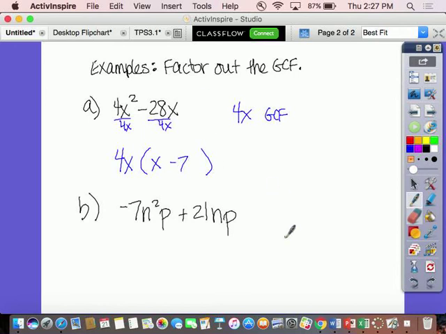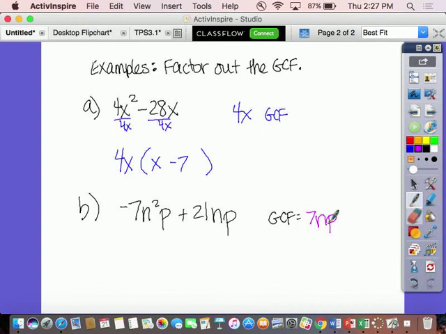Now we're on our second example. What is the GCF of 7 and 21? You can divide, it's what can you divide them both by? You can divide them both by 7. And remember I said a lot of times it's going to be the smallest number up there. Not every time, but a lot of times it is. So 7, and then we have n squared and n. So what do we put for n squared and n? N, and then p and p, they both have a p. So our GCF is 7np.